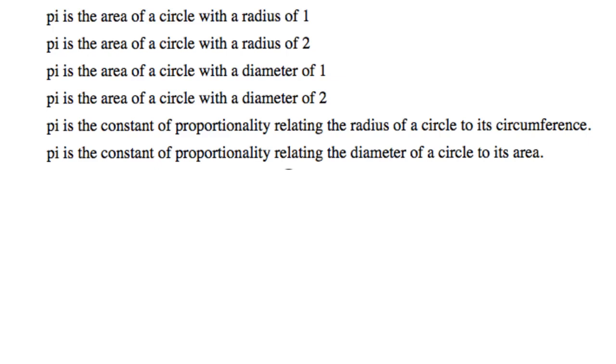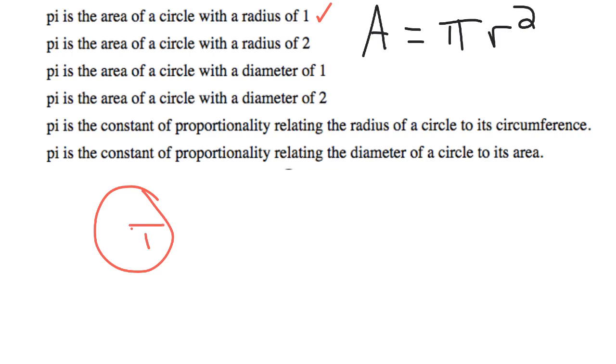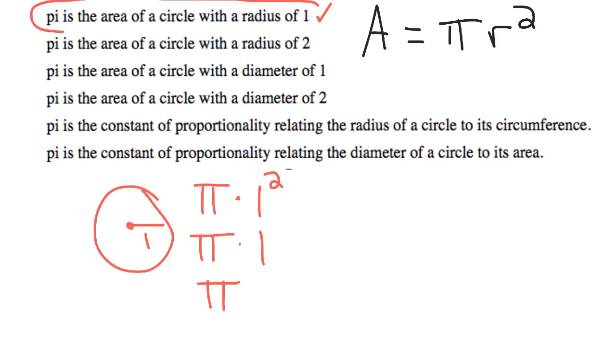So to solve this problem, we need to keep in mind that the formula for area is pi times radius squared. So on this first problem, where it says pi is the area of a circle with a radius of 1, if we have a circle and it has a radius of 1, the formula is pi times 1 squared. 1 squared equals 1. And pi times 1 is equal to pi. So it looks like this first one actually works. Pi is the area of a circle with a radius of 1.